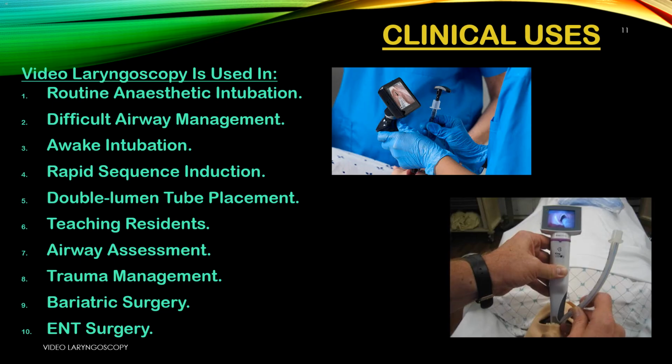8. Trauma management. Useful with cervical spine precautions. Needs less movement to get a good view. 9. Bariatric surgery. Patients with obesity often have difficult airways. VL improves success rates. 10. ENT surgery. Helps visualize the airway during head and neck procedures where anatomy may be distorted.